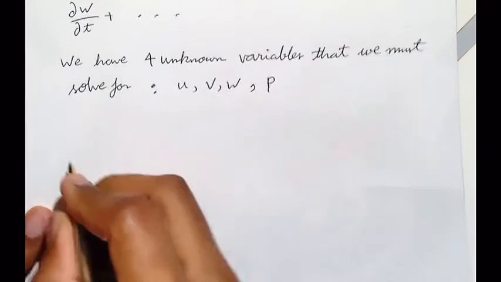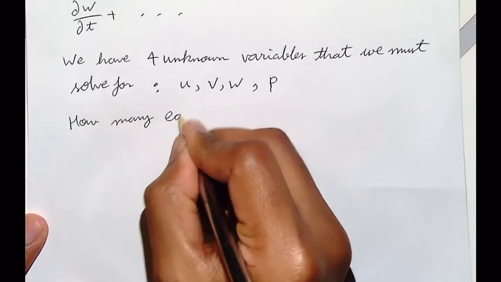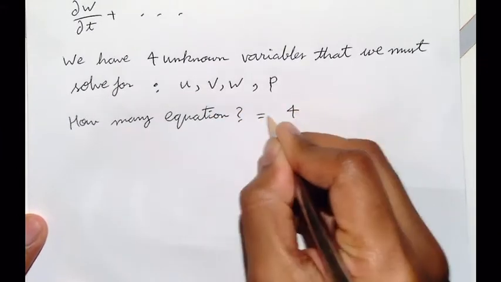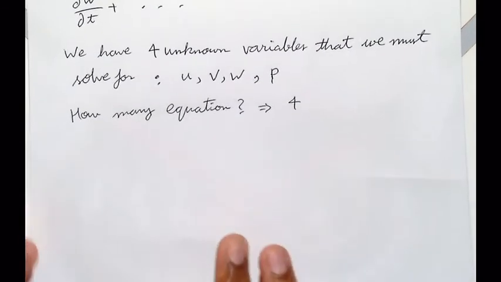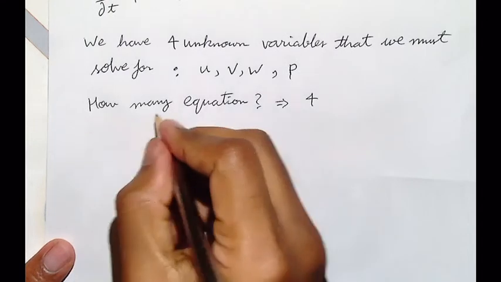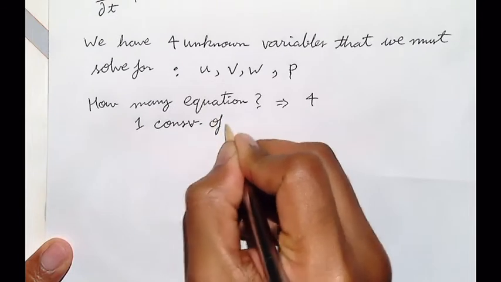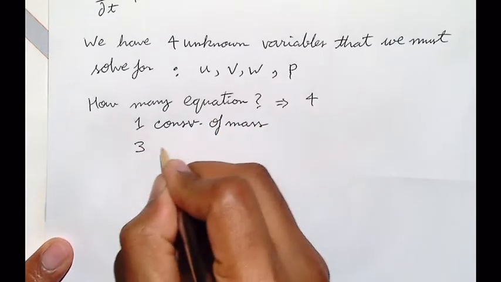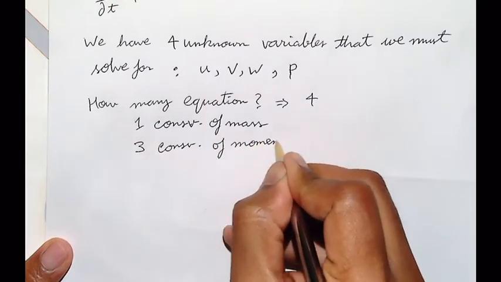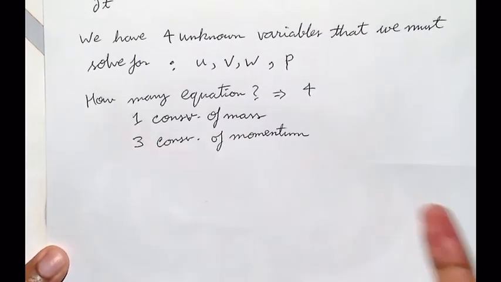How many equations do we have? Four. Somebody said four. Okay. How four? One continuity, three momentum. One conservation of mass and three conservation of momentum in three different directions, X, Y, Z. Yeah, exactly. So one conservation of mass and three components for the momentum equation.